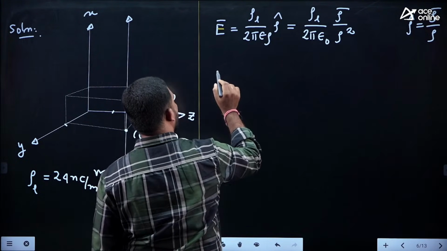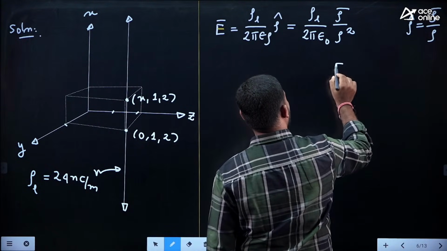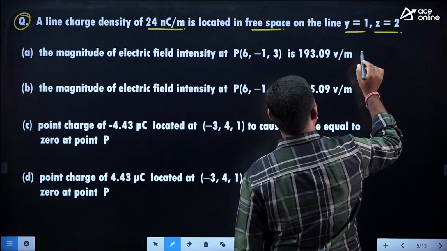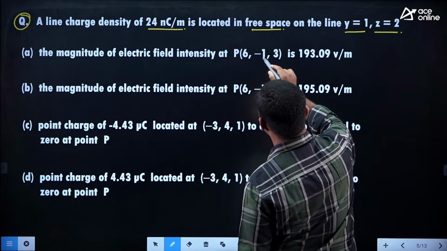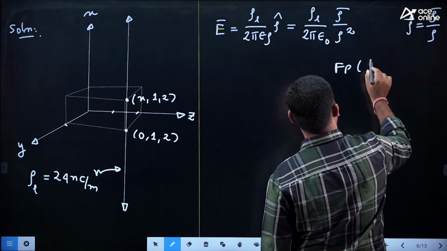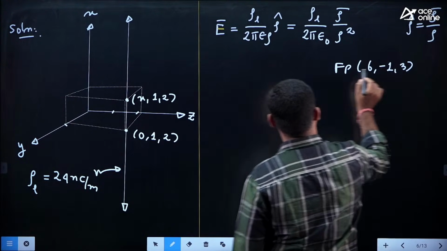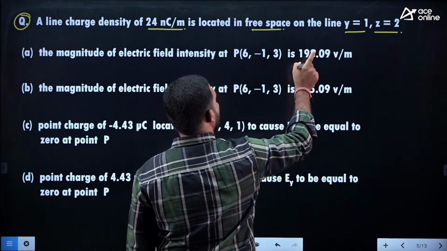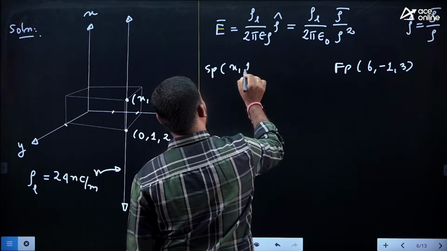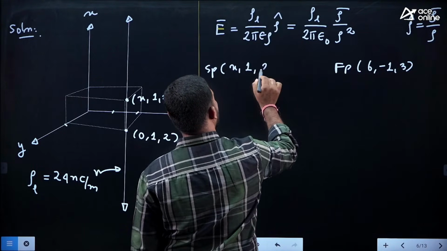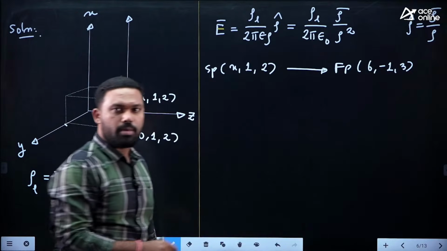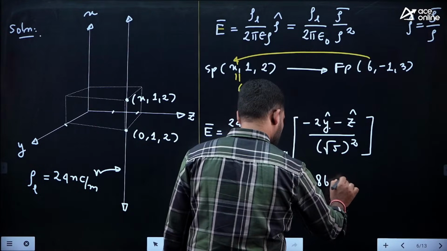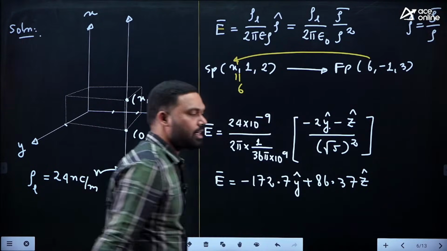Okay. So it's asking at a point. At what point is it asking? The field point. So the field point here is 6, minus 1, 3. So what is its corresponding perpendicular source point? It is x, 1, 2. So to get a perpendicular distance, I need a perpendicular distance vector. Yes. So I should maintain the same. 86.37 z cap. So this is the electric field, guys.